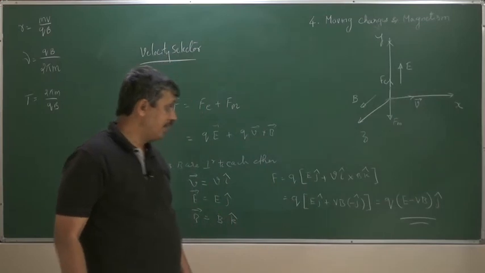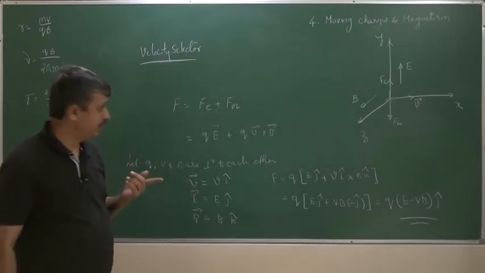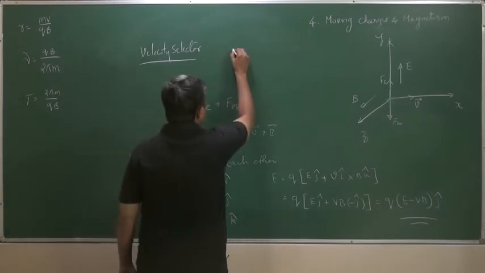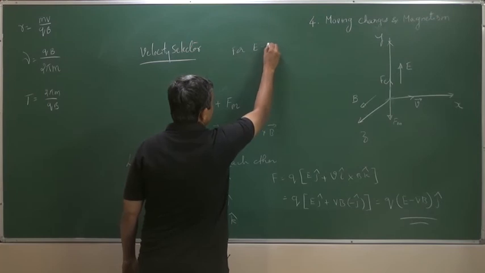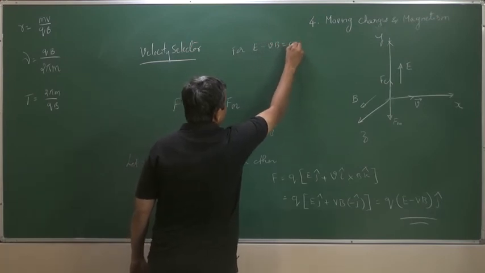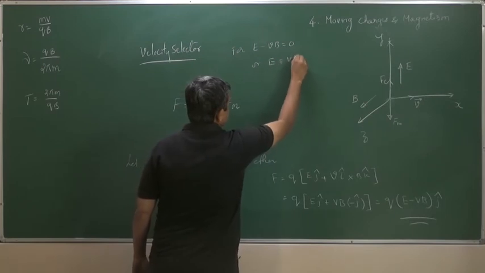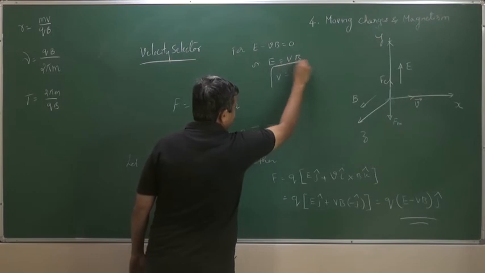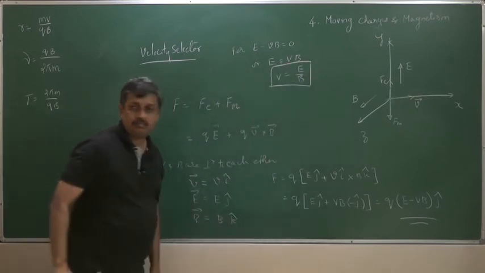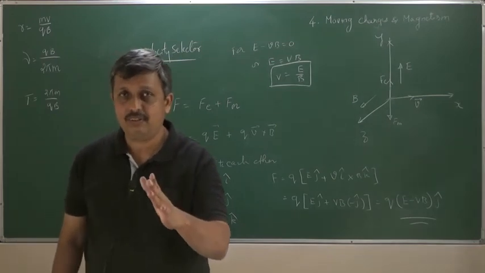So now what is that value? You can see what is our scenario? E must be equal to VB. So for E minus VB equal to 0, or E is equal to VB, or V is equal to E by B, for this velocity, okay, for that velocity there is no bend.